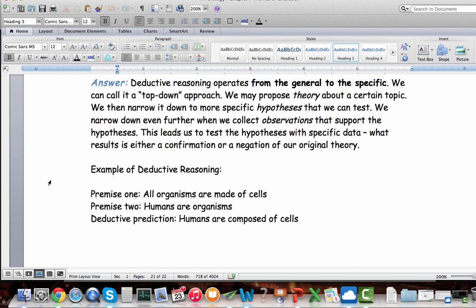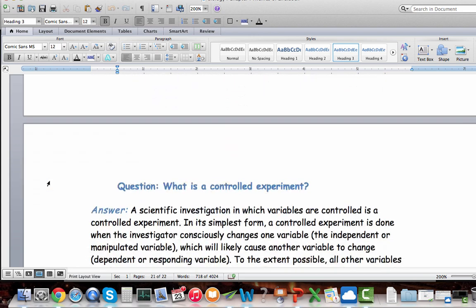Here is an example of deductive reasoning. If premise 1 is all organisms are made of cells, and premise or hypothesis 2 is that humans are organisms, then we can make a deductive prediction that all humans are composed of cells.